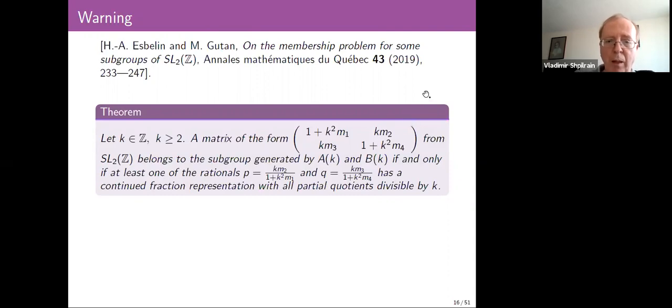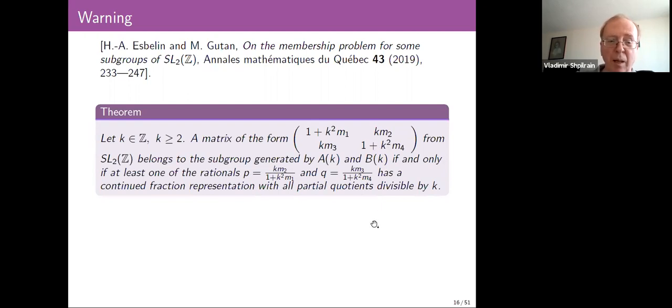After our paper was published, there was another paper that may give a false impression that there is still a sublinear time algorithm for deciding subgroup membership in the group generated by A of k and B of k. Namely, there was this theorem. A matrix should be of this form if we want it to belong to that subgroup.